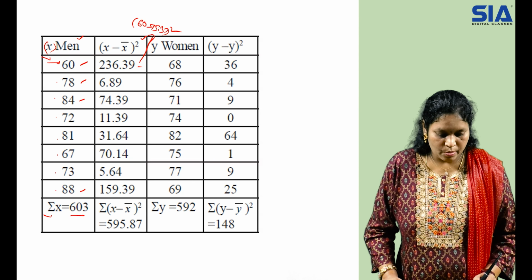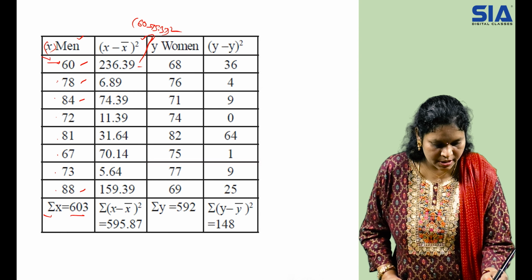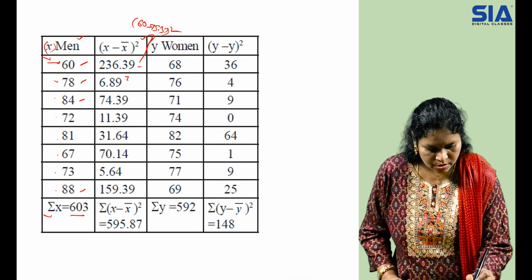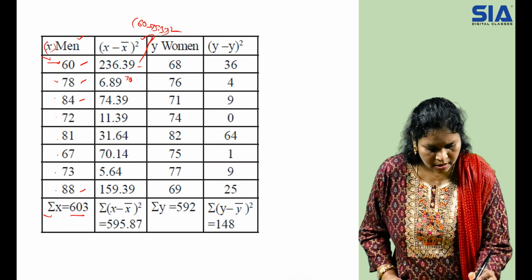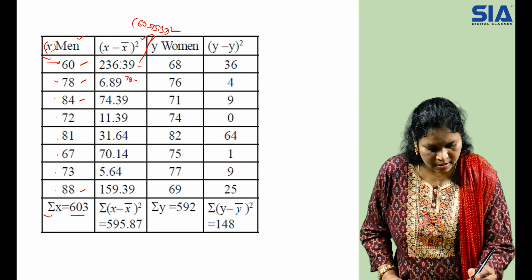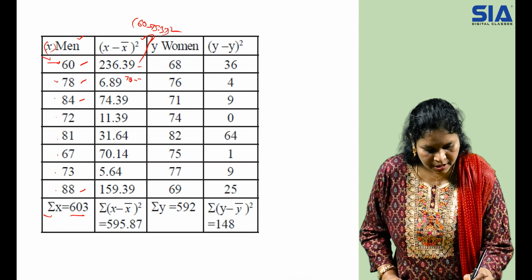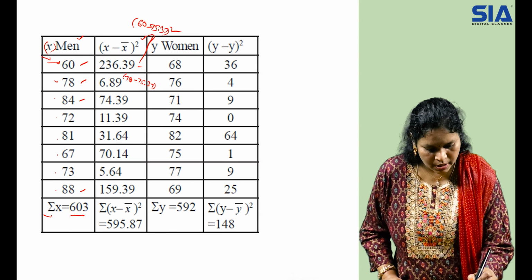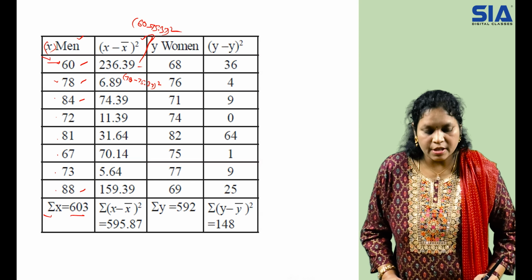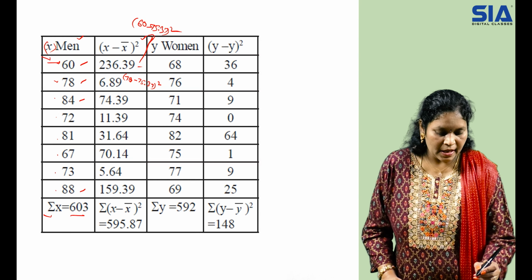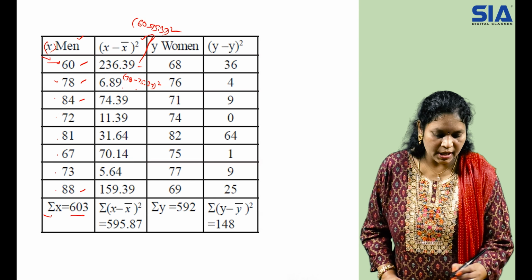Now let us check one more value also. The x value is 78. So 78 minus the x bar value 75.37, and we have to do the whole square. First subtract the values and then do the whole square. Then I have got this value as 6.89.